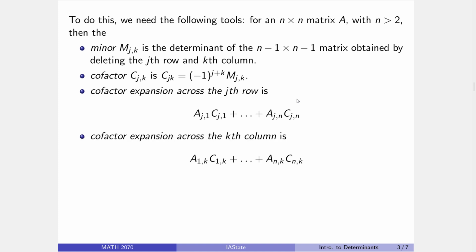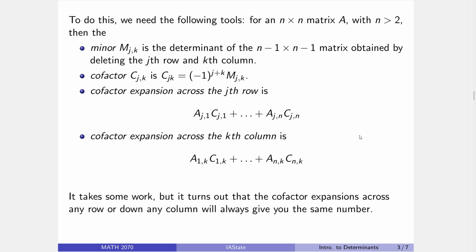And similarly, the cofactor expansion across the column is formed by, instead of going across the row, going down the column. All right, so obviously we have all these mechanisms here. We have all this mechanical machinery, and a natural question you're asking is, why are we doing any of this? Well, it takes a little bit of effort, and we're not going to get into the details, but it turns out that cofactor expansion across any row or any column is always going to produce the exact same number. And that's what we'll call the determinant.